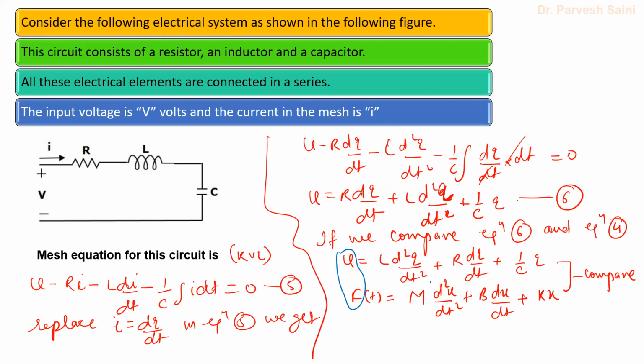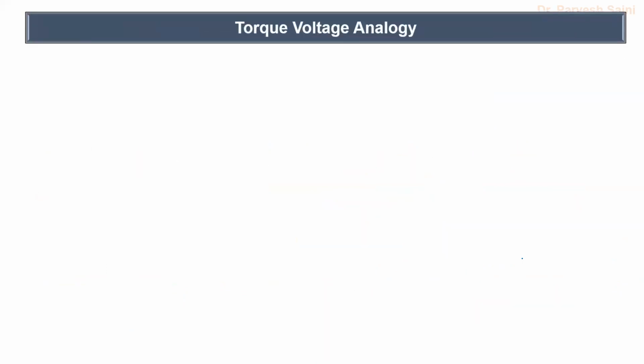Then you can see the nature of the equation. This is a second order differential equation. This is also a second order differential equation. Now you can compare the second power with the second power, that is L and M are compared, R and B can be compared, and 1 by C and this are compared. Now before proceeding to that part, let us consider the torque voltage analogy.